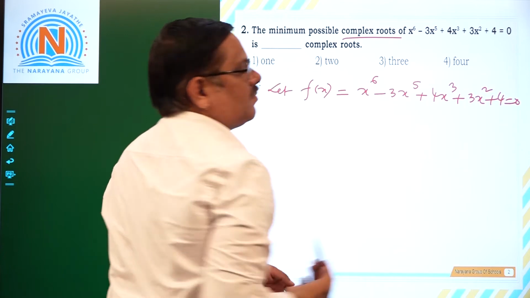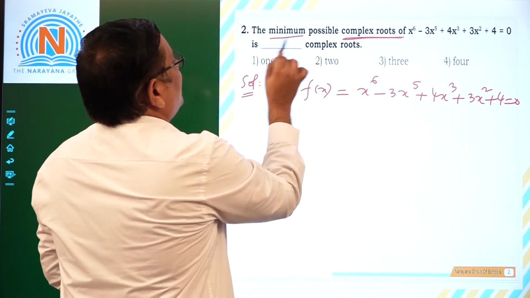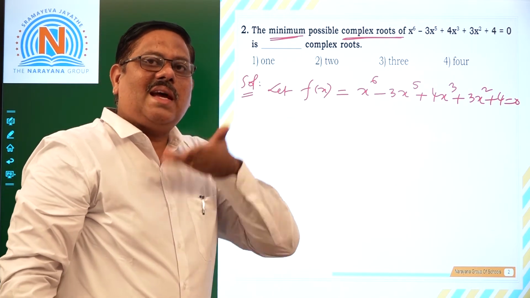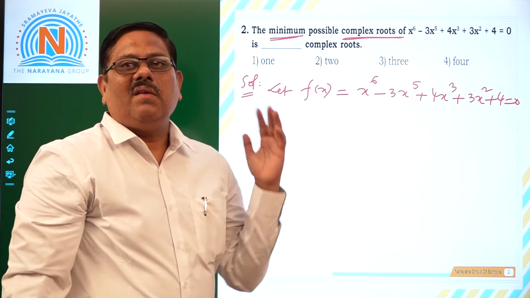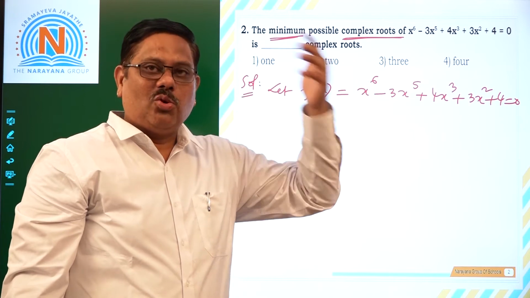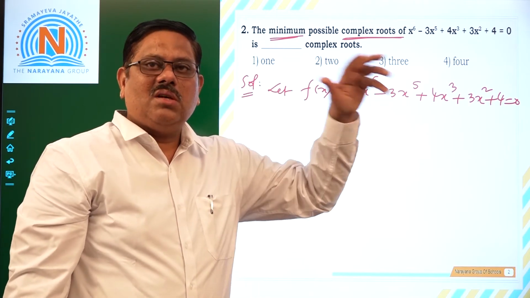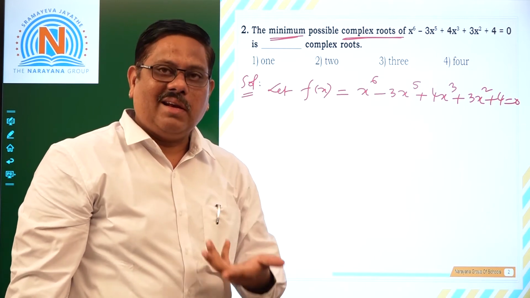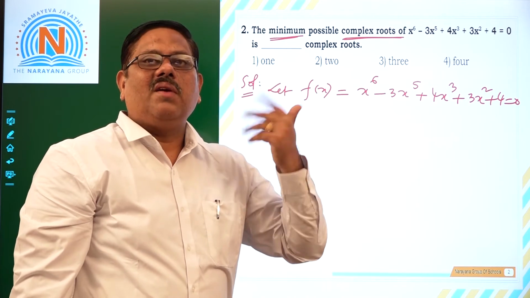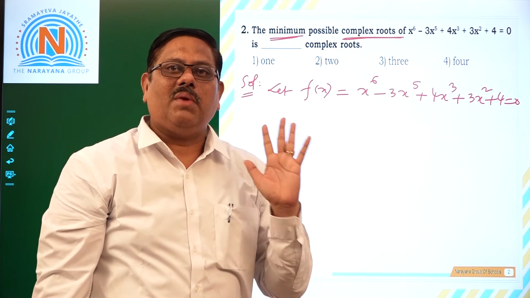Okay, whenever you are asked to find out minimum, see, whenever you are mentioning imaginary roots, that is at least, minimum number we will say. Whenever you are representing real roots, maximum we will say, that is at most. That is very important here. For real roots we mention at most. For imaginary roots, we mention at least, minimum. For real, at most or maximum. For imaginary, at least or minimum. That is a very important thing you have to keep in mind.